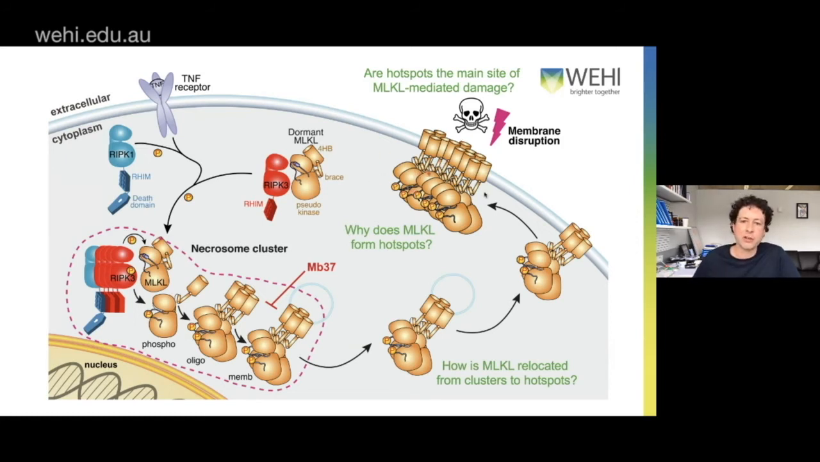Is this where MLKL is killing the cell? Why on earth does MLKL form hotspots? It hadn't been described before. That's a new structure. And how is MLKL relocating from these internal compartments to the periphery? How's it getting to the plasma membrane in the first place?